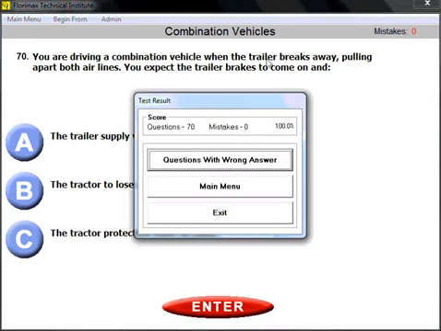We are done with the combination vehicle section, and we have not made any mistakes. In case you do, you just click on this option, questions with a wrong answer, and the program will repeat only the wrong answers, questions for you. All right.